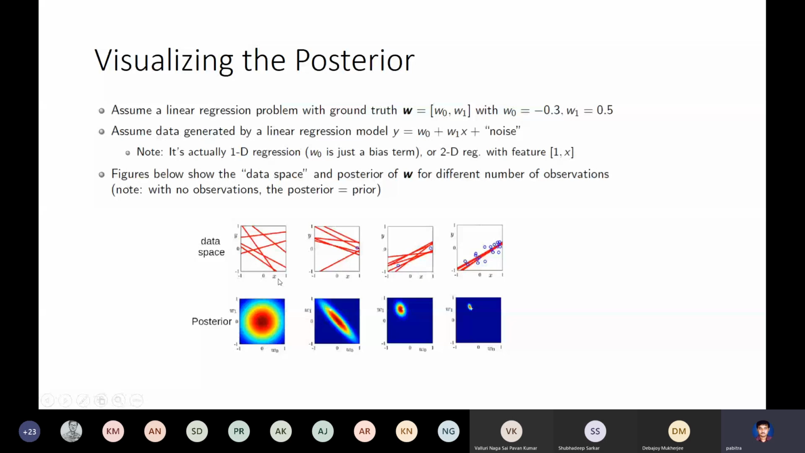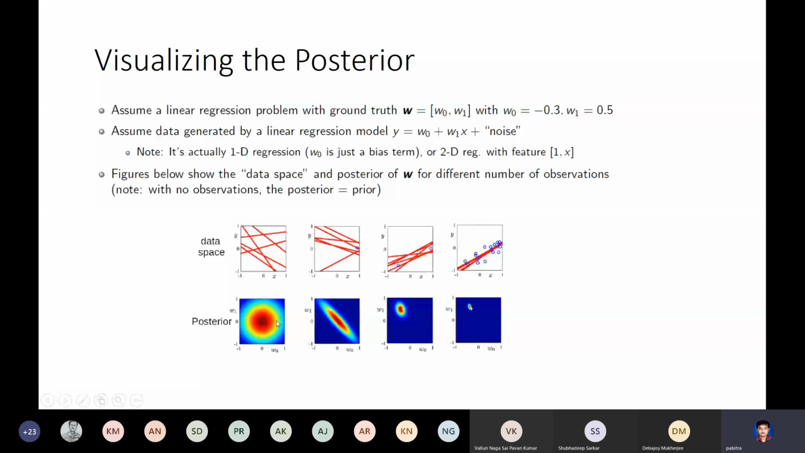So if you pick up any point in this W0 W1 space, it corresponds to a straight line in this data space. It basically means that you give a value of x, and from W0 W1 you find a value of y. Change your x, get another value of y. This way you get a line. So every point in W0 W1 space is a line in this data space.